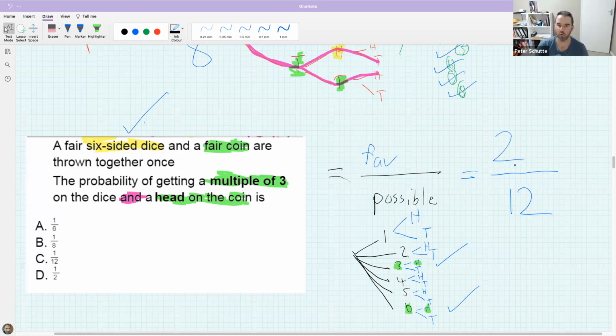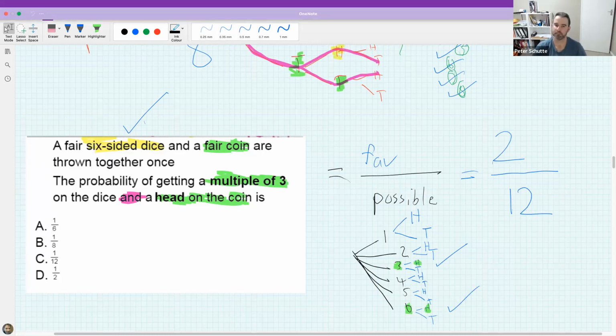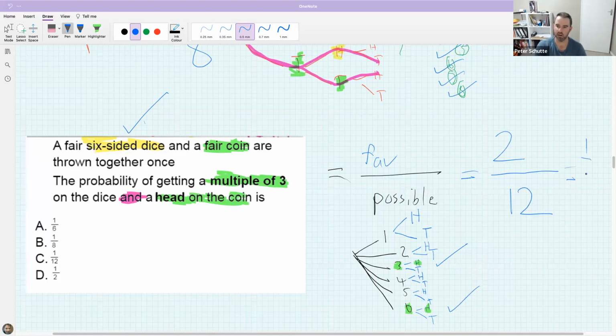So there's a 2 in 12 chance, but there's no 2 in 12 option. So which option of the 4 is going to work? Okay, 2 in 12 is the same as 1 in 6. And so we would get A is the correct answer. So there's a 1 in 6 chance that when you throw a dice and a coin at the same time, you will get a multiple of 3 and heads. So it's not very likely, actually. It's quite a small chance.